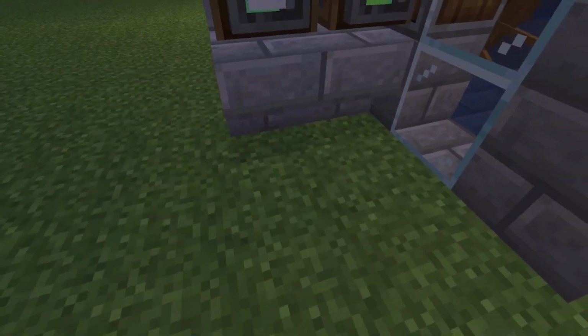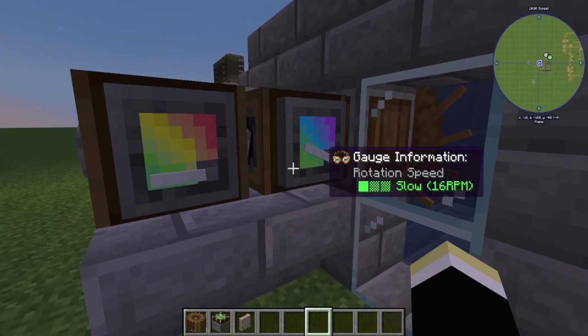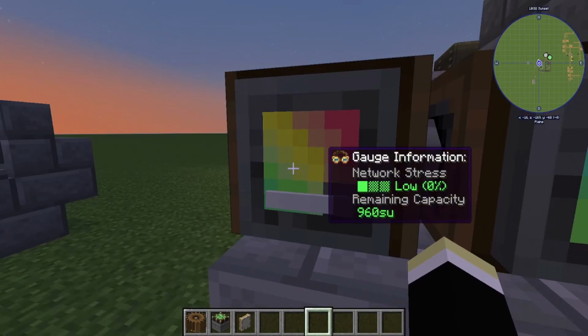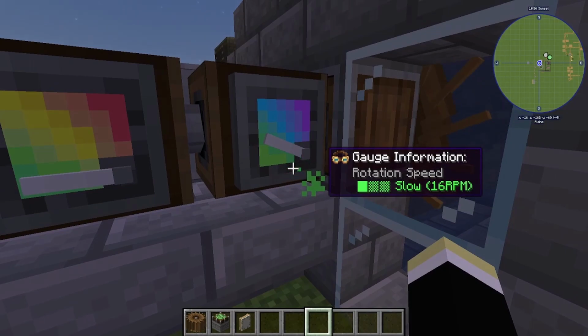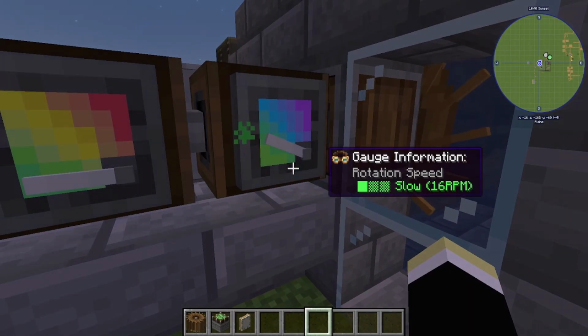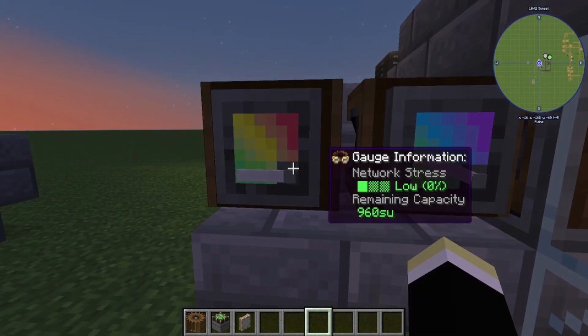If we take a look over here, we have a speedometer and a stress meter. The wheels will rotate at about 16 rotations per minute. And for four wheels, we get just a little shy of 1,000 stress units. Pretty useful for machinery.